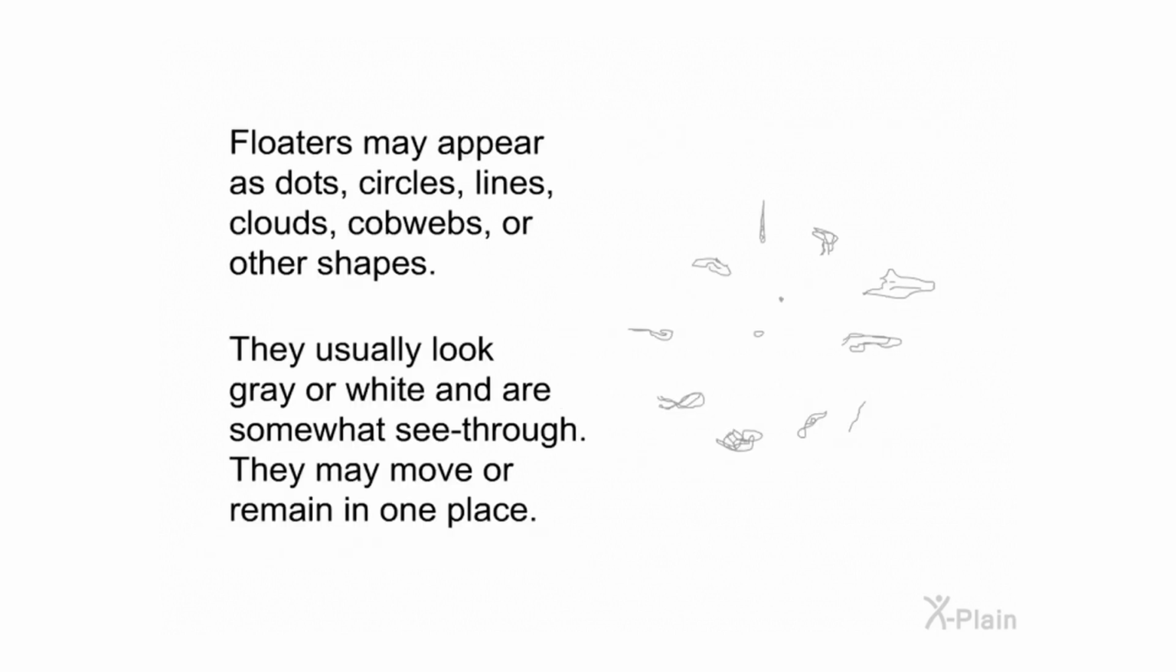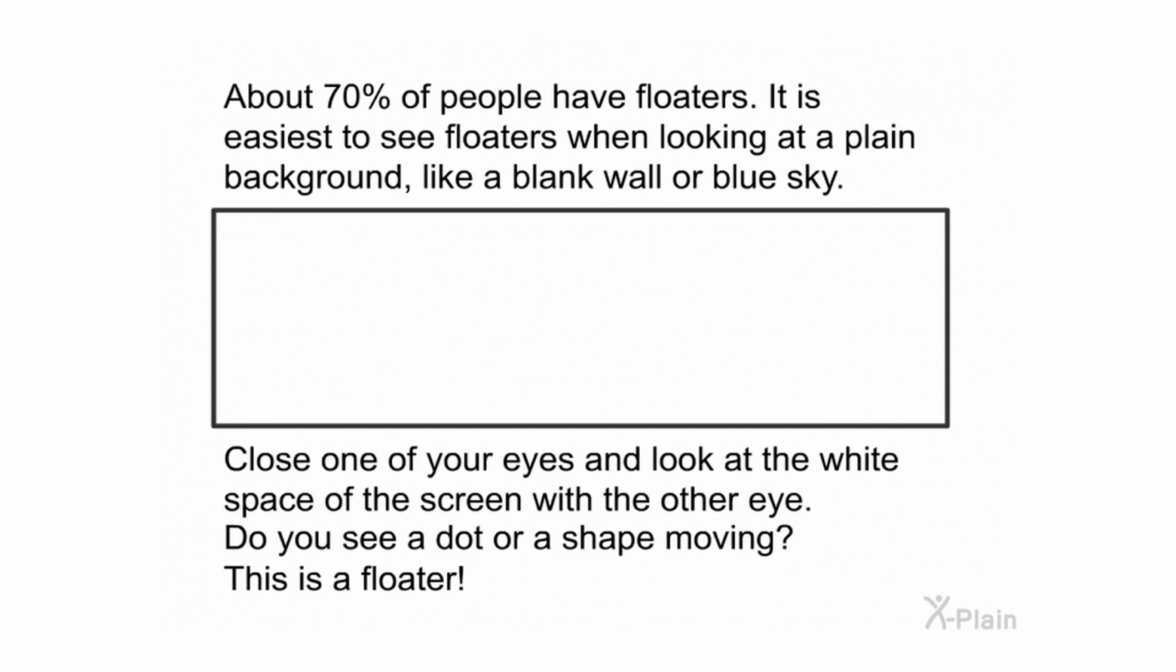Floaters may appear as dots, circles, lines, clouds, cobwebs, or other shapes. They usually look gray or white and are somewhat see-through. They may move or remain in one place. About 70% of people have floaters. It is easiest to see floaters when looking at a plain background like a blank wall or blue sky. Close one of your eyes and look at the white space of the screen with the other eye. Do you see a dot or a shape moving? This is a floater.